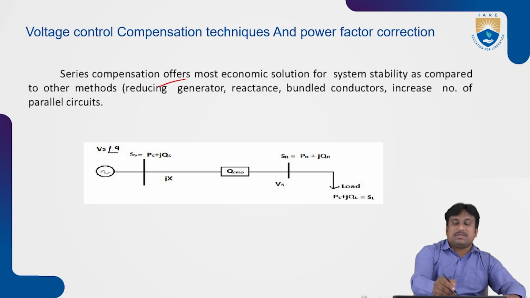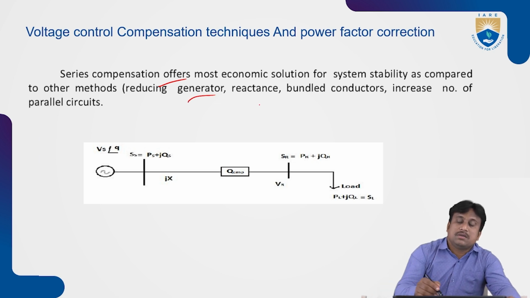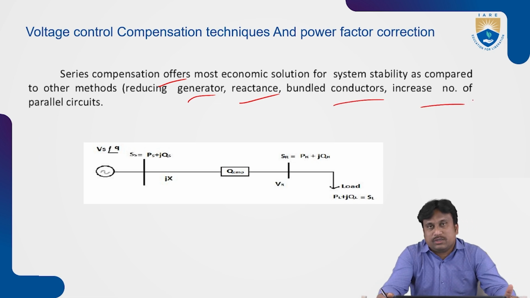So series compensation offers the most economic solution for whole power system stability as compared to other methods like reducing the generator reactance, bundled conductors, and increasing the number of parallel circuits.